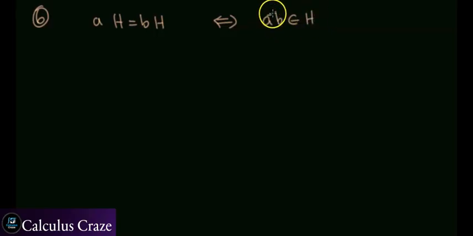The next property is number 6. Property number 6 states that AH is equal to BH if and only if A inverse B is inside H. So we will prove this.